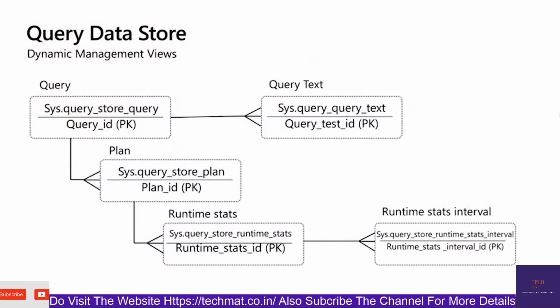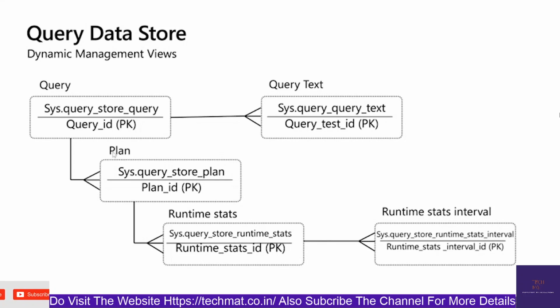So, how is query data store structured? It's structured in a similar way as dynamic management views. So you have the query view. And basically, query data store provides some additional views into DMVs, right? So you have the query view where you can actually see all the queries and all the executions of these queries, right? Then you can see the query text if you need that. It's stored in the sys.query_store_query_text.